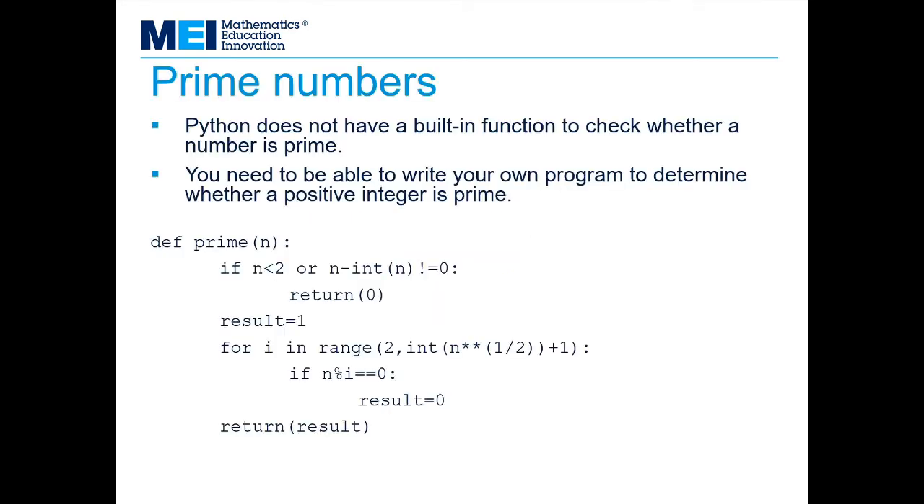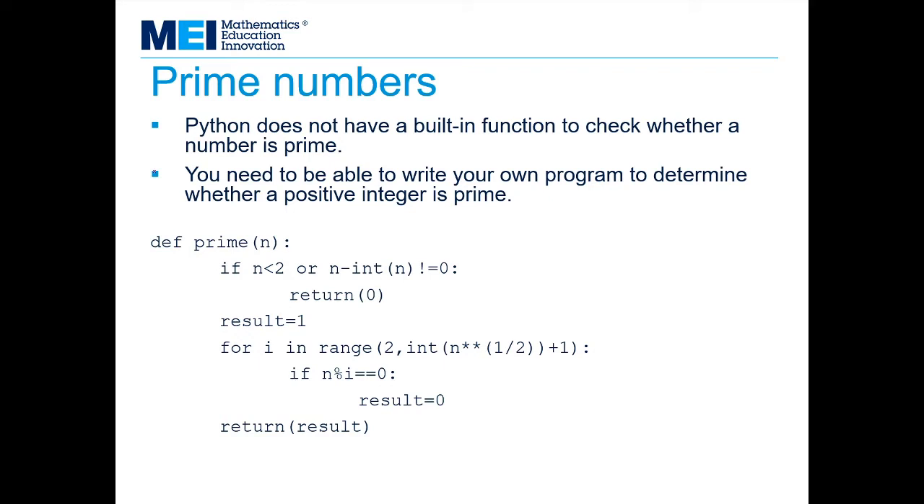Python doesn't have a built-in function to check whether a number is prime or not, but this is something that you need during the course, so you have to be able to write your own program to determine whether a positive integer is prime. In this video, we're going to look at an example of the type of program that you could use. So here's the program.